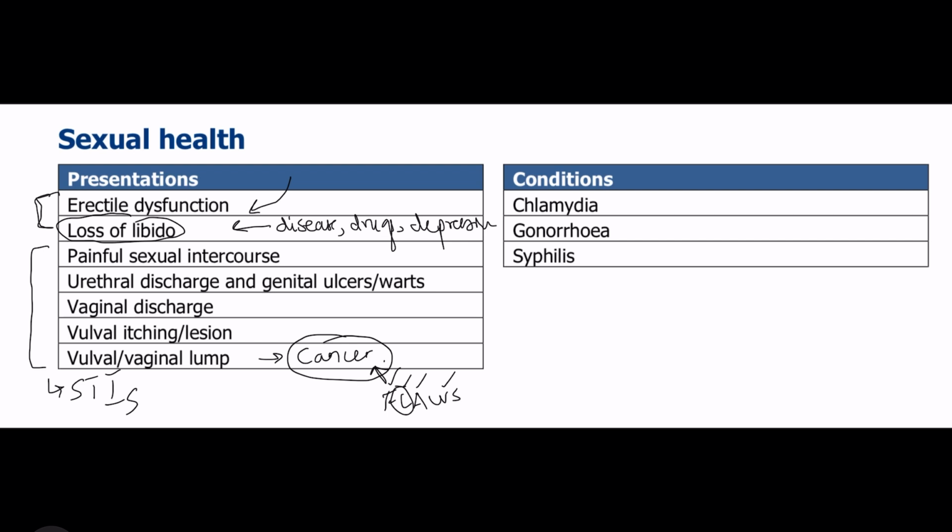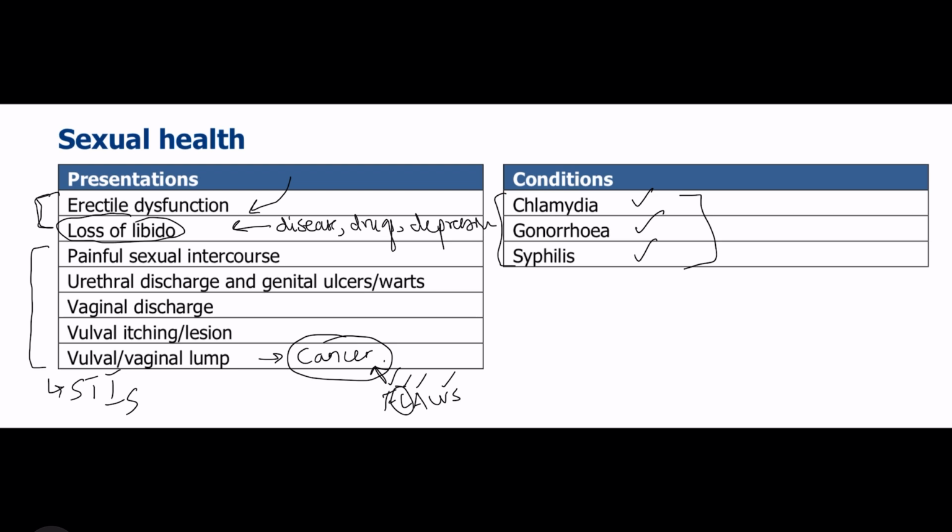So in these cases, the painful sexual intercourse, the urethral discharge, the vaginal discharge, and the vulval itching can be associated with various STIs, some of which are chlamydia, gonorrhea, and syphilis. They are differentiated based on particular symptoms, particular investigations, and culture.